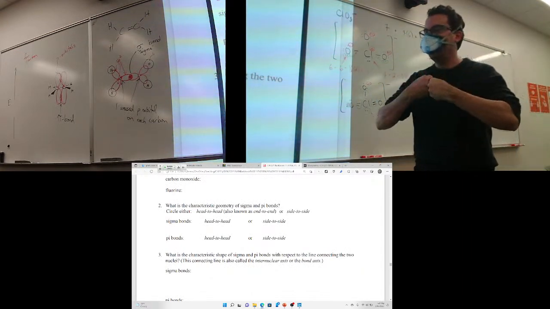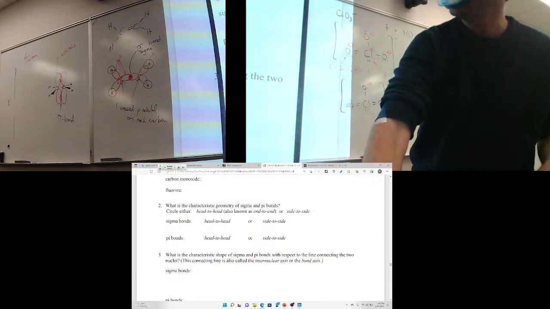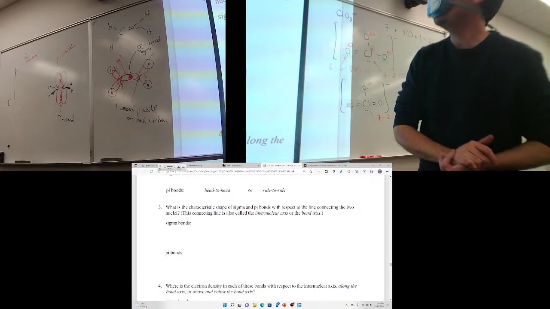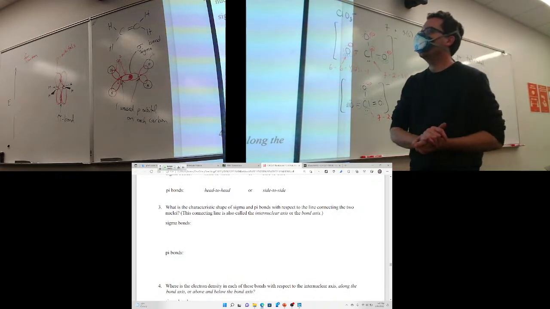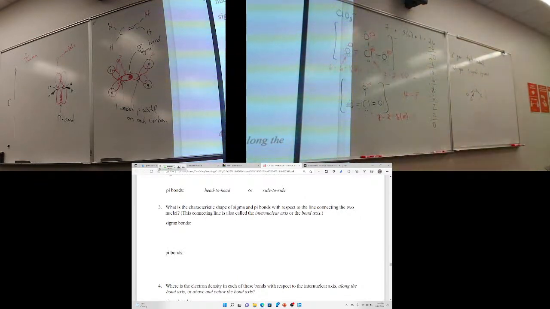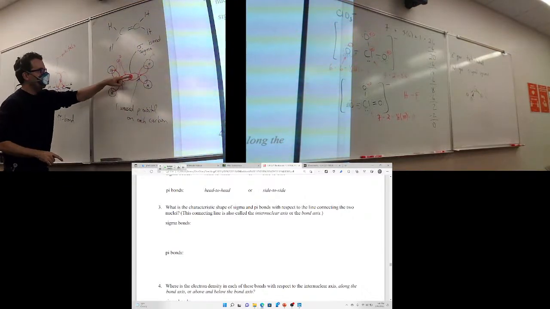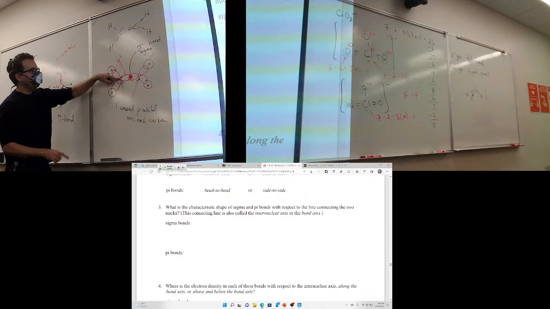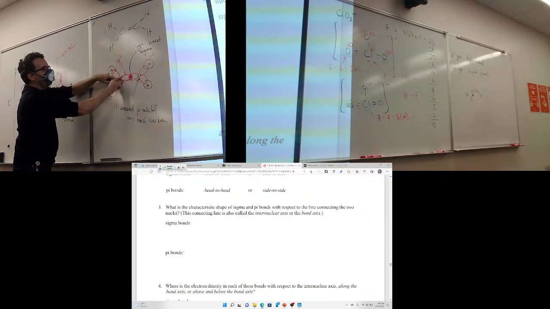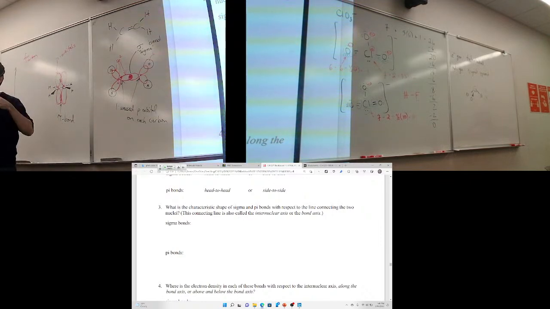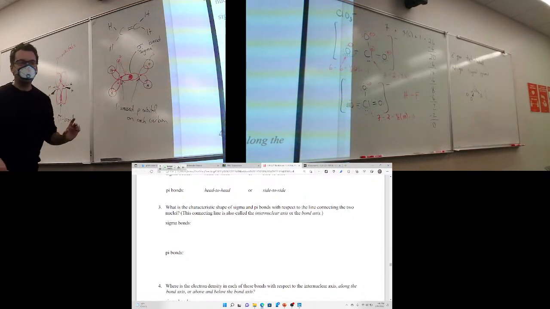Sigma bonds are head-to-head. Pi bonds are side-to-side. What is the characteristic shape? So if you think about a sigma bond, the bond lies along the bonding axis. If I draw a line between these two carbons, that overlap occurs right on that line. It's on the internuclear axis, basically. Whereas in pi bonds, here's the carbon-carbon line, that's the axis between the two nuclei. The bonds occur off the nuclear axis. So the overlap is up above and below it. So it's a little different.